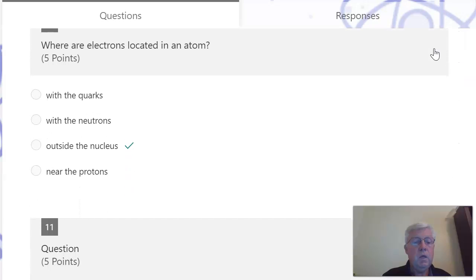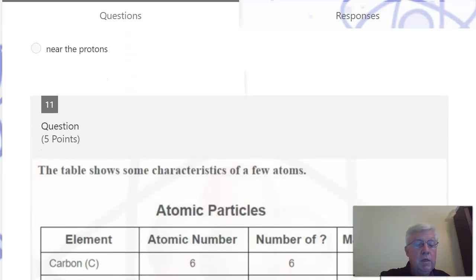Protons in a neutral atom equals the number of electrons. We got this. Number 10. Where are electrons located in an atom? Well, they're not in the nucleus, okay? And then look at some of these choices on here with the quarks. Well, quarks is a concept that we're going to use when we look at the inside of subatomic particles, but that's not the answer. With the neutrons, well, no, neutrons are inside of the nucleus, and we know electrons are not inside the nucleus. Near the protons, that's the 4th one. No, they're not near the protons. They're outside the nucleus.